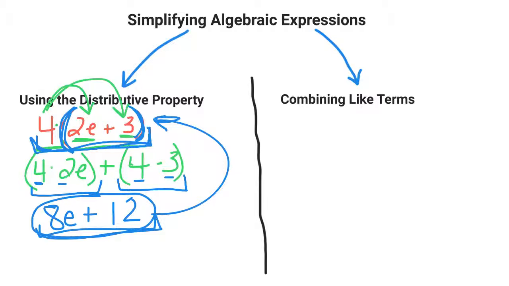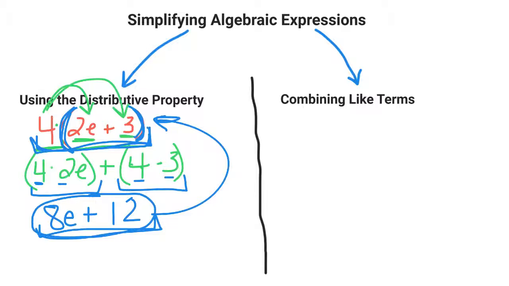The second piece that falls under the idea of simplifying algebraic expressions is combining like terms. And the thought of combining like terms is kind of like when we are working with a regular numerical expression and we put together two whole numbers, we put together fractions, we put together decimals, because those things are alike. We can combine decimals and whole numbers because they don't have a variable attached to the end.